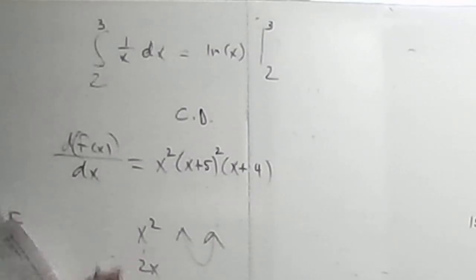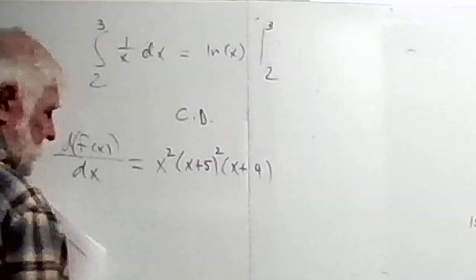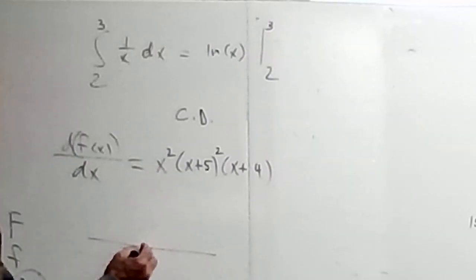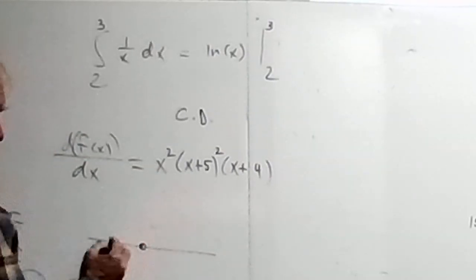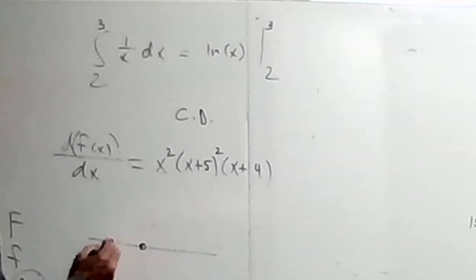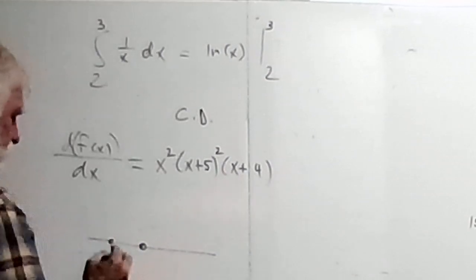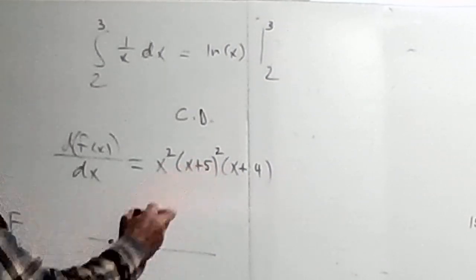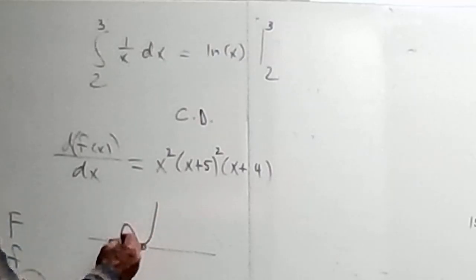So hopefully you're coming into the class with some algebraic skill. So at 0, there's no sign change. At -5, there's no sign change. And at -4, there's a sign change. Now, if I put a real big number in, I get a real big number out. So I've got something that looks like that.